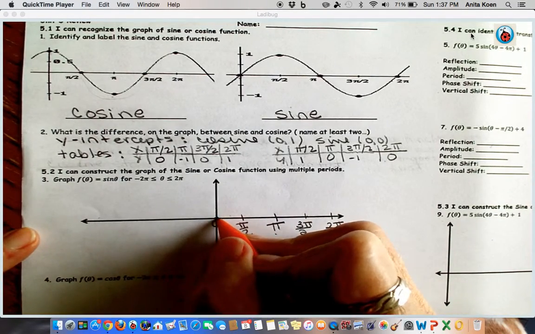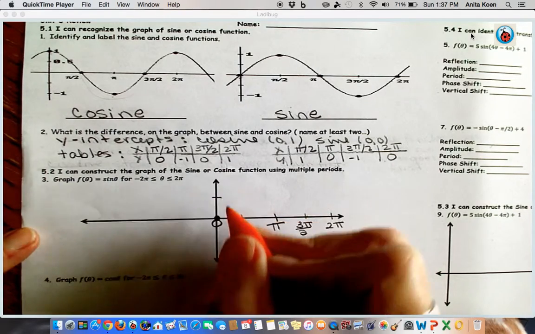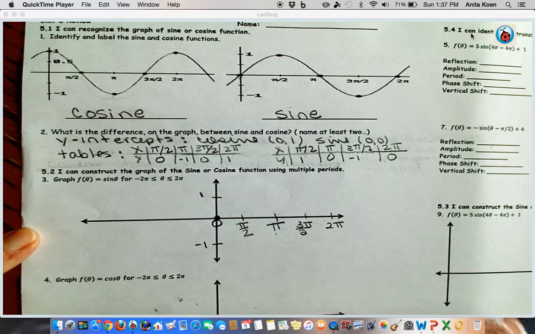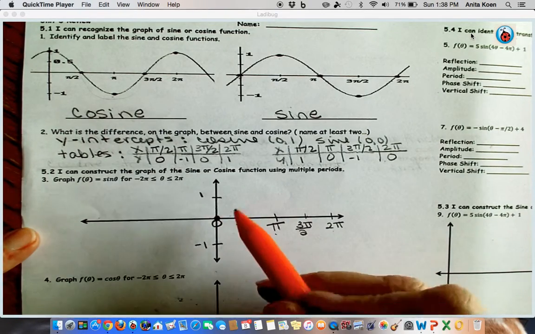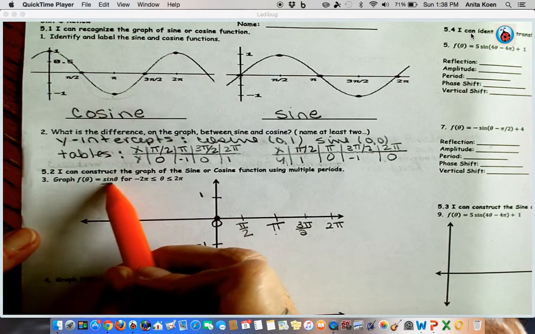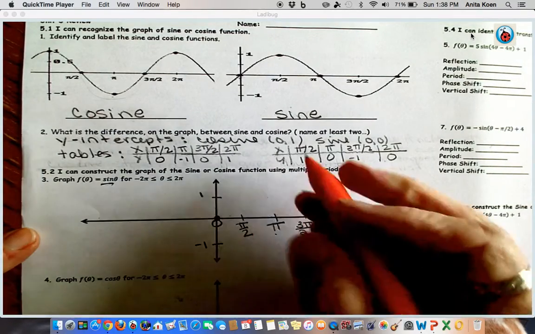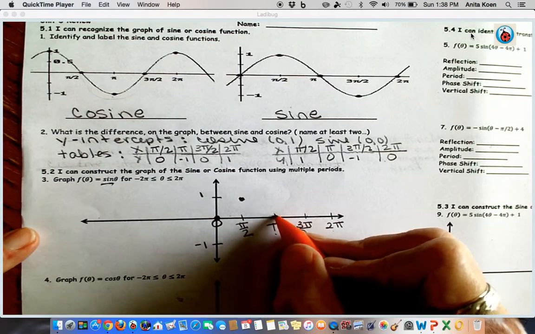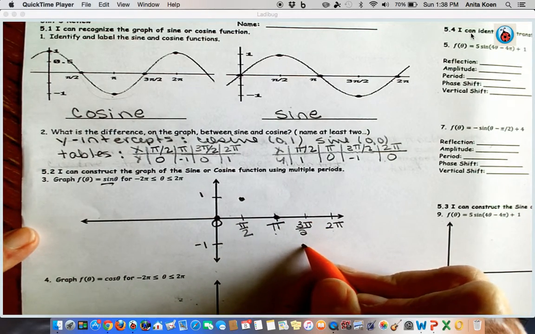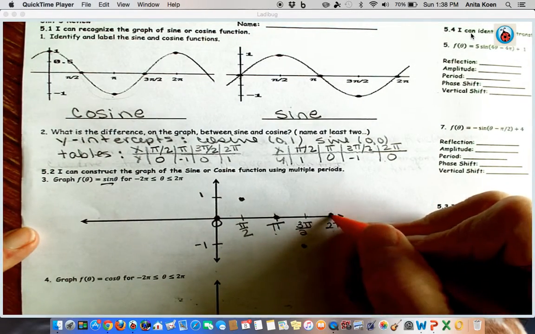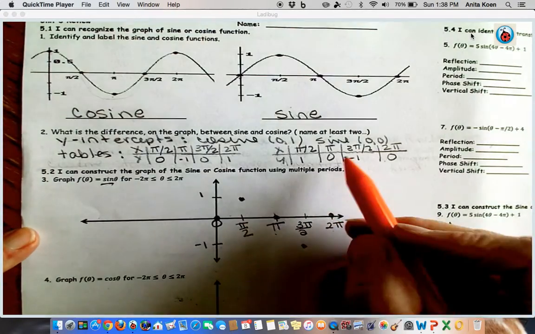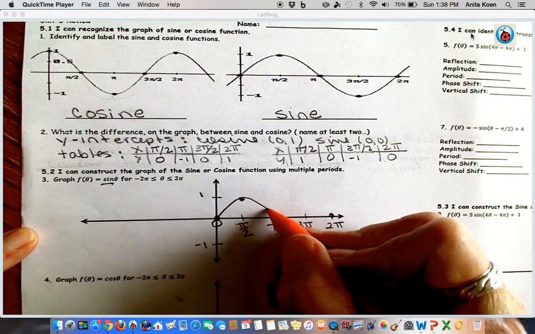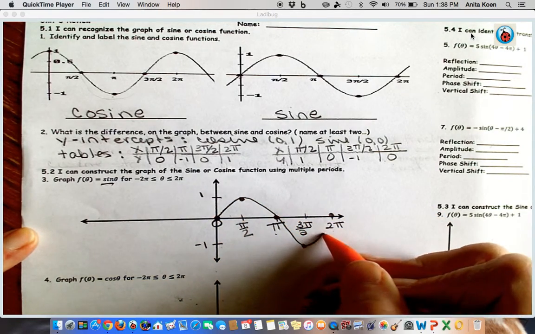I know that my sine function starts at (0, 0), and its amplitude is 1, so it goes up to 1 and down to negative 1. This is sine, so it's going to go up first to pi over 2, 1, then to pi, 0, then to 3 pi over 2, negative 1, and then to 2 pi, 0. Notice that these points right here are the same points that are on my table above, and then I'm going to connect those with a smooth curve as best I can.